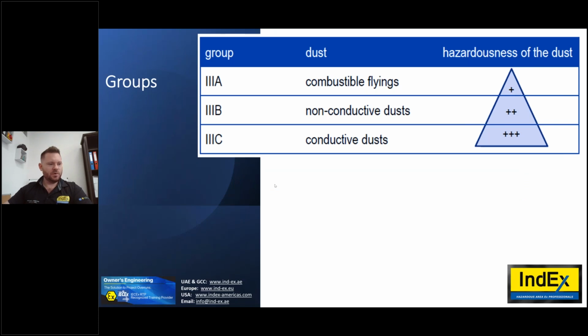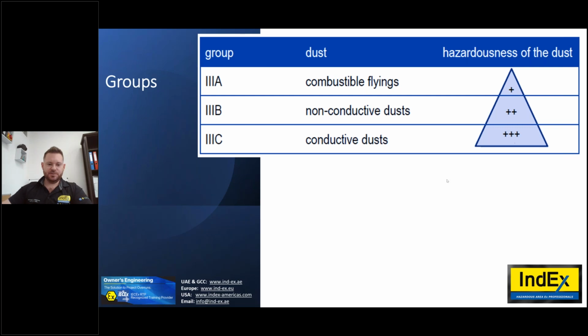Now, when we consider the groups of dusts, IIIA, IIIB, and IIIC, the most dangerous is the conductive dusts, such as aluminum. That's IIIC, while IIIB are non-conductive dusts. And IIIA are combustible flyings. The difference between IIIB and IIIA is typically that combustible flyings are bigger particles. The bigger the particle, the less dangerous it is. The smaller the particle, the more dangerous it is.